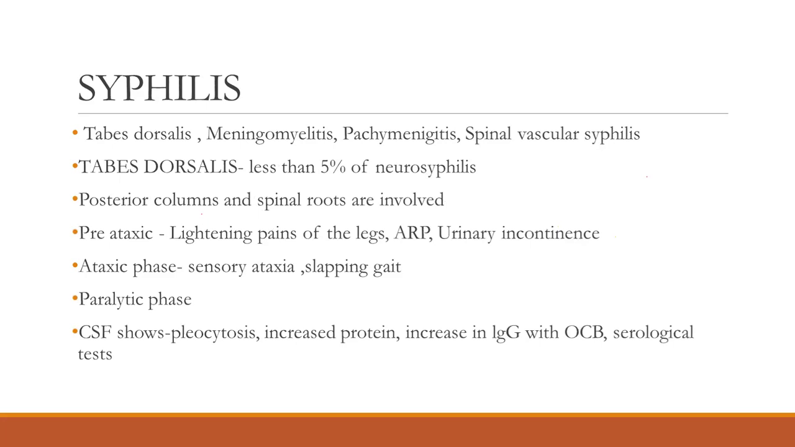Coming to syphilis, there are multiple presentations of syphilis in the spinal cord: tabes dorsalis associated with syringomyelia, meningomyelitis, pachymeningitis, vascular syphilis. So, posterior columns and spinal roots are predominantly involved in non-compressive symptoms. So, these are characterized by three phases. One is the pre-ataxic phase, characterized by lightning pain in the legs, tingling sensations, Argyll-Robertson pupil, and urinary incontinence. The ataxic phase is characterized by sensory ataxia and slapping gait, and the paralytic phase by progressive paralysis. CSF shows pleocytosis, protein elevation with CSF increase in IgG and oligoclonal bands.